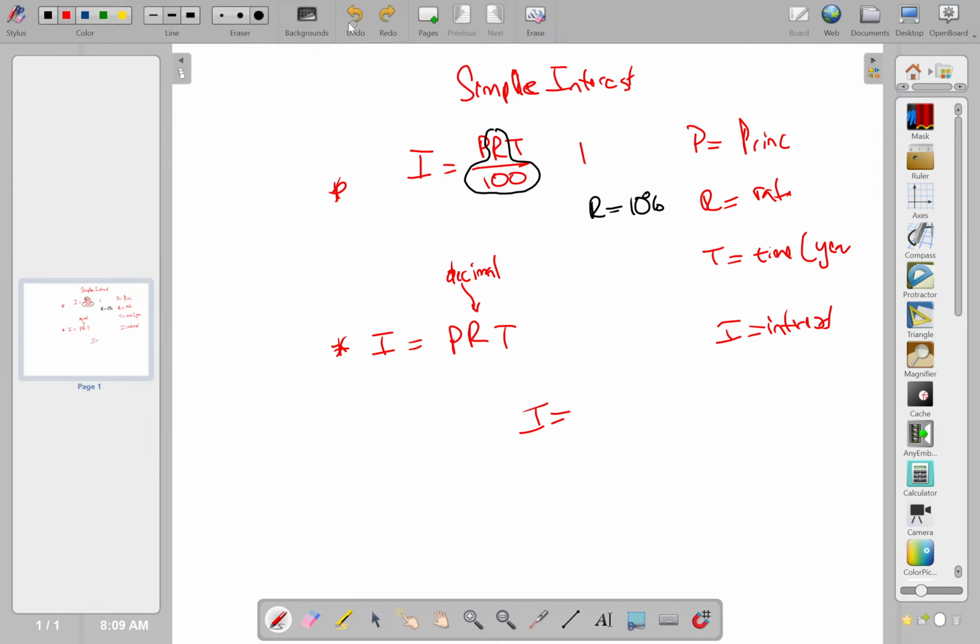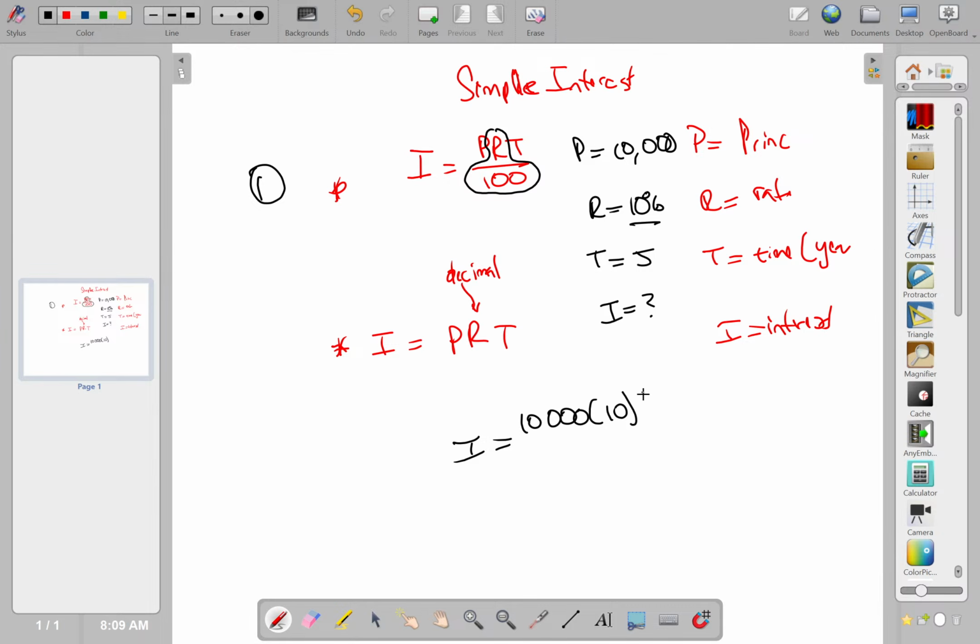So what I mean here is, say for example, I invested $10,000. Let's put the parameters here. I invested $10,000 for 5 years and got a simple interest of 10%, and I wanted to find out how much interest I earned. Under your first formula, it would be I equals 10,000 times 10 all over 100, times the time of 5 years.